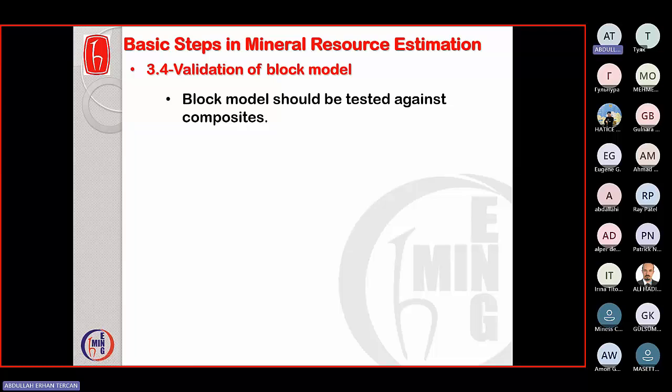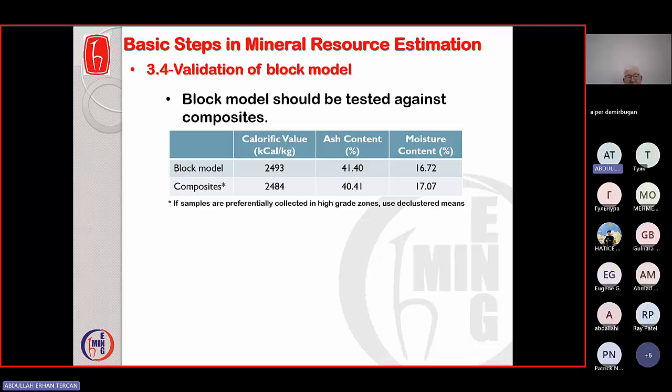Block model is constructed under several assumptions and approximations. Therefore, we must test block model against the composite values. This table includes comparison of mean values of block model and composite. For a consistent block model, the average values of block model and composite must be close to each other. How close it is, this inequality indicates it.